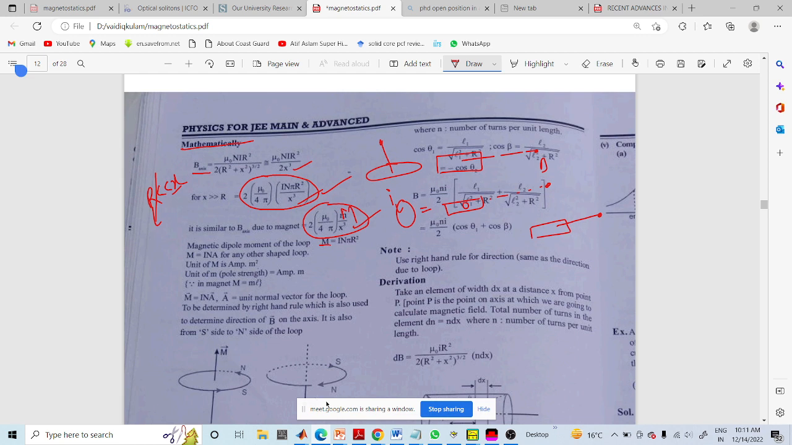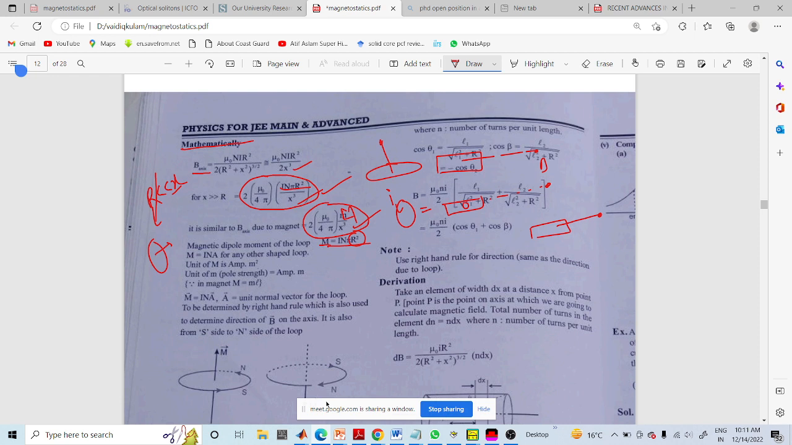Just to compare these two, when you compare, this term equals m, and that m is capital M. So if we have a loop, what will be the magnetic dipole moment? This will be I n pi r square. M is equal to I n A for any other shaped loop. Pi r square is what? Area. Pi r square is area.